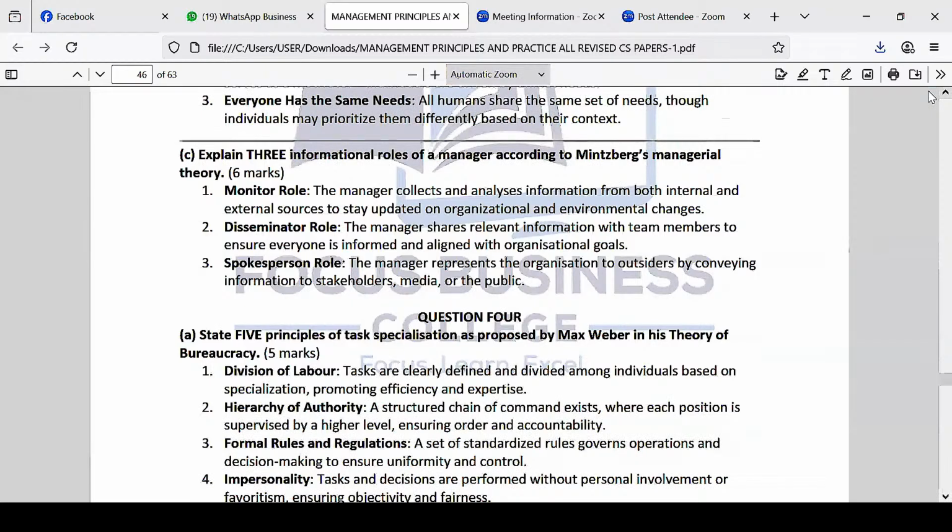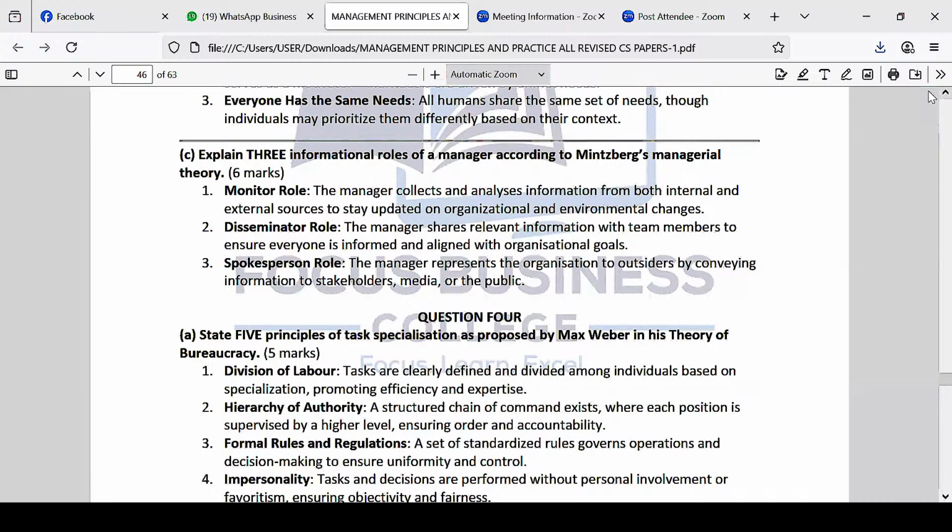Basically, number 1 is monitor role. A manager is supposed to what? Is supposed to collect, analyze information from both internal and also external sources, to stay updated on the environment. So basically, as a manager, you must collect both internal information in the company and external information, and then analyze them to help you make a proper decision for the company.